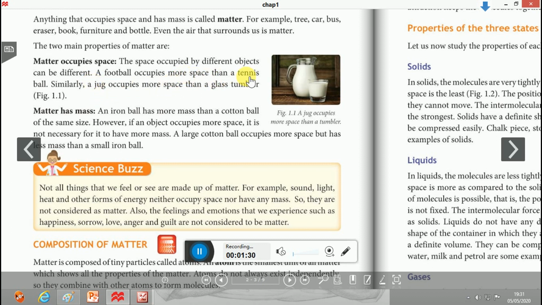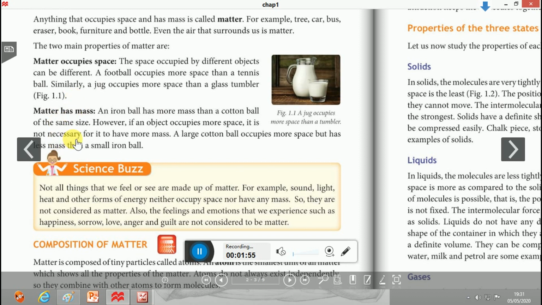A football occupies more space than a tennis ball. That depends on the shape, that depends on the size. Similarly, a jug occupies more space than a glass tumbler. Look at this picture. Because of its shape, the jug occupies more space.